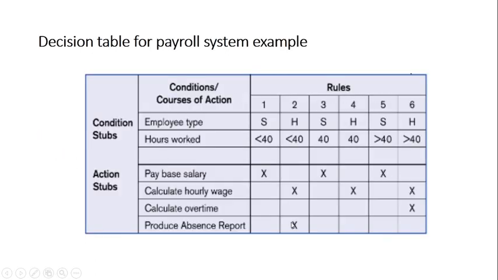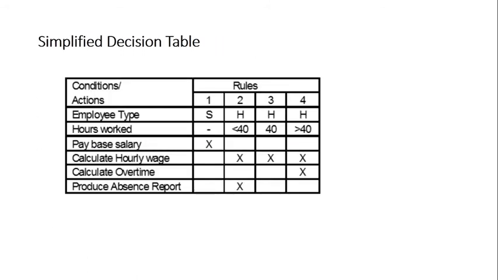Now see, though it seems to be simple for this example, unnecessarily we have represented this S 3 times here, because it does not have any impact on the number of hours. If he is salaried, directly you have to pay basic salary to each one of them, right? Number of hours hardly matter. So we can reduce the size of this table. How? By simplifying this decision table. How can it be simplified?